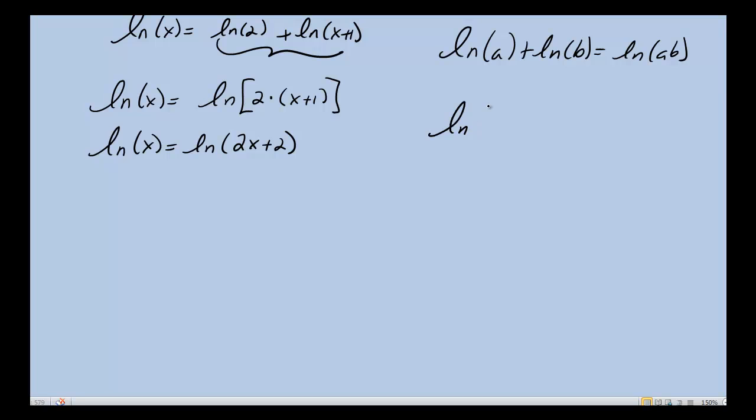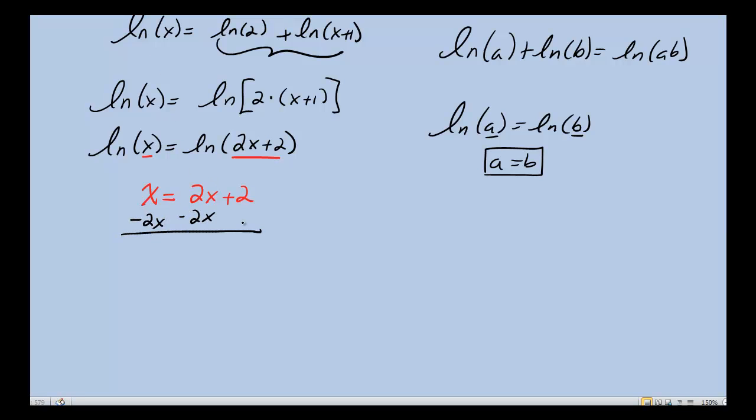But now I know that if I have the ln of a equal to the ln of b, then in fact my arguments must be set equal to each other. That's the only way my ln's can be equal. Therefore x must equal 2x plus 2. I solve this by subtracting 2x on both sides. So I get x minus 2x, which gives me negative x, equal to positive 2. I divide both sides by negative 1, and I get x equals negative 2. This is the solution I get via my calculation.